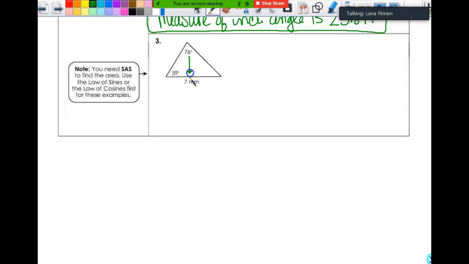So 76 goes with 7. 59 can go with this one right here. I'll call this x. What do I use to find x? Sine. I'm going to use the law of sines. So I'm going to have the sine of 76 over 7 equals the sine of 59 over x. So I'll solve for x, and I get x equals 7 times the sine of 59 over the sine of 76.